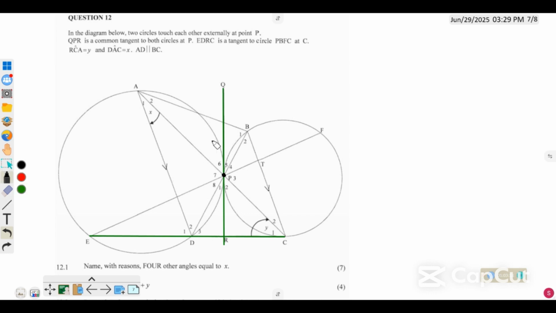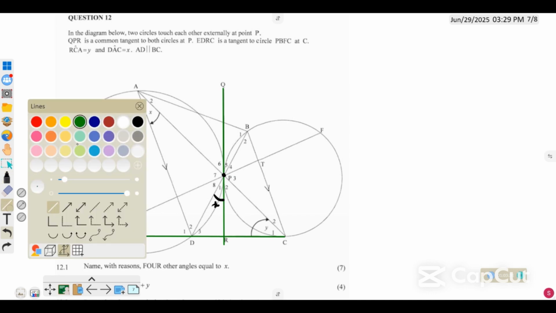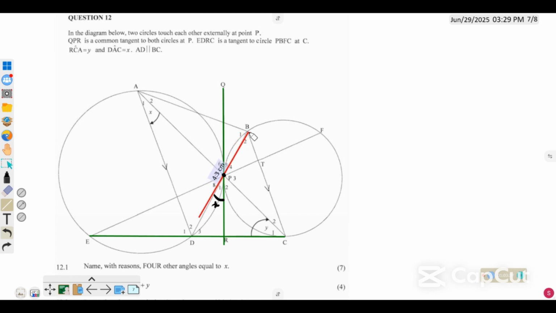If this is a tangent, the tan chord theorem tells me that this angle right here should be equal to that. So this is also equal to x. And if this is equal to x, vertically opposite angles, do you remember them? The angles that are vertically opposite to each other are equal. If you look at this, you will see that this is vertically opposite to P5. So this will also be x. But from the tan chord theorem on the other side, this angle is equal to that. So this is x as well. Name 4 other angles equal to that.